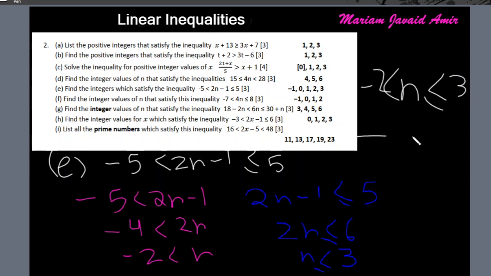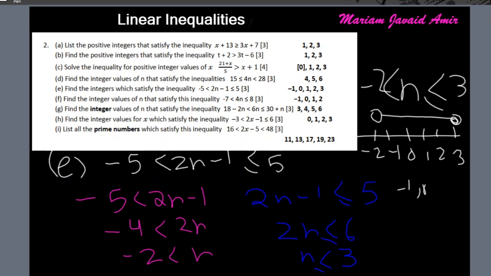So on a number line we'll write minus 2, minus 1, 0, 1, 2, 3. 3 is included, but minus 2 is not included. So the integer values in this range are minus 1, 0, 1, 2, and 3 as well. Okay.